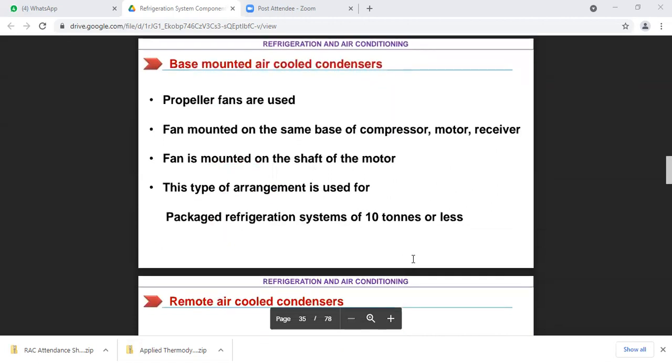In the base mounted air cooled condenser, propeller fans are used, and the fans are mounted on the same base as the compressor, motor, and the receiver. The fan is mounted on the shaft of the motor, and this type of arrangement is used for systems of 10-ton capacity or less than 10-ton capacity. So keep in mind, in the base mounted air cooled condenser, the fan is mounted on the same base as the compressor, motor, and receiver.